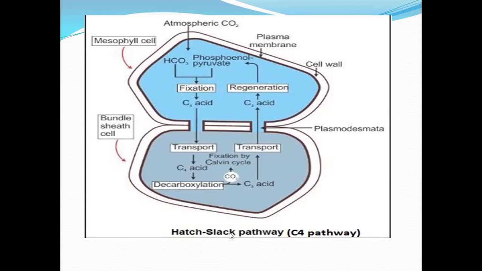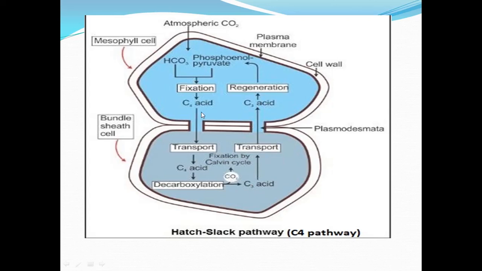Now C4 plants show a very special leaf anatomy called Kranz anatomy. Here, the bundle sheath cells are in close association with the mesophyll cells. This is the bundle sheath cell, found around the vascular bundles, and this is the mesophyll cell. So bundle sheath cells are in close association with mesophyll cells. Both the bundle sheath cells and the mesophyll cells are involved in the synthesis of carbohydrates.